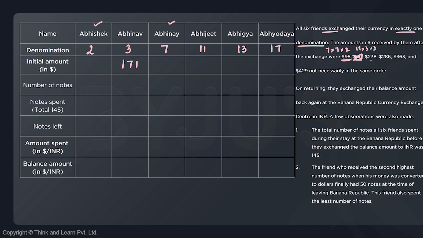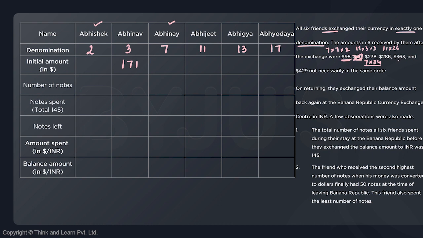Similarly, if I look at 738, it's a multiple of 7. So it is 7 into 34. But it's a multiple of 7, it's also a multiple of 2, it is also a multiple of 17. So currently I can't say anything about it. Let's talk about 286. 286 is 11 into 26. It's a multiple of 11 as well as 13 as well as 2. Once again, I cannot say anything about it.